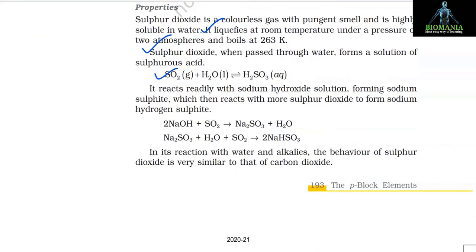It reacts readily with sodium hydroxide solution, forming sodium sulfite, which then reacts with more sulfur dioxide to form sodium hydrogen sulfite. 2NaOH plus SO2 gives Na2SO3 plus H2O. Na2SO3 plus H2O plus SO2 gives 2NaHSO3. In its reaction with water and alkalis, the behavior of sulfur dioxide is very similar to that of carbon dioxide.